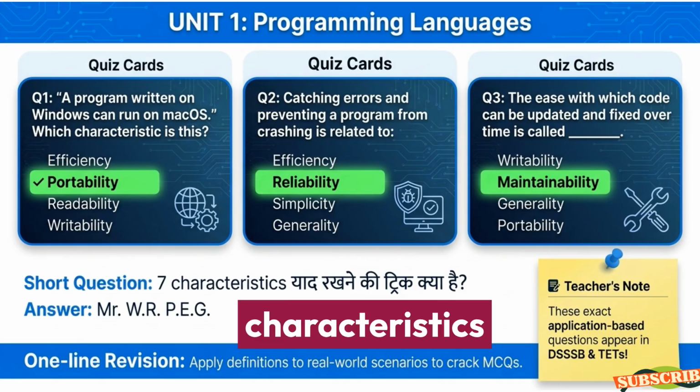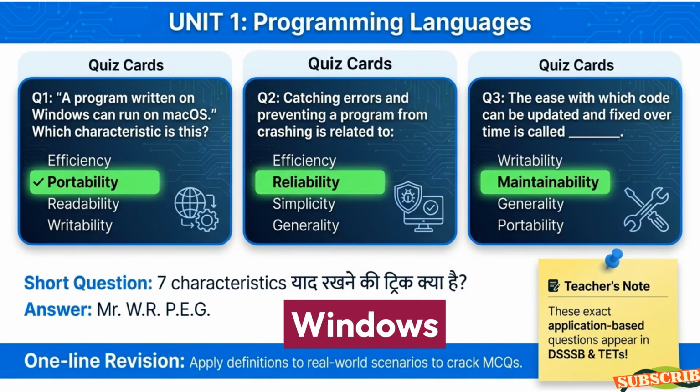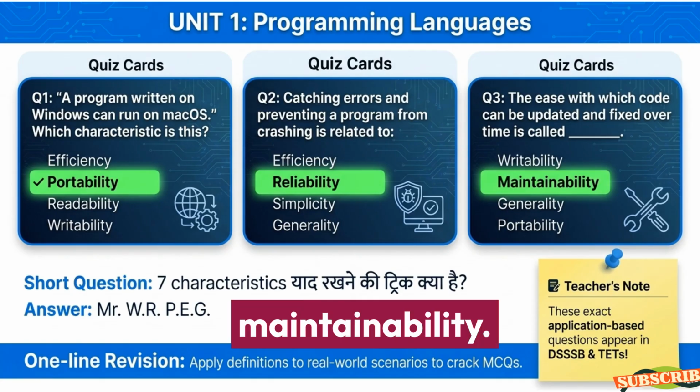Let's review the characteristics with quiz cards. A program that runs on Windows and macOS shows portability. Catching errors and preventing crashes relates to reliability. The ease of updating and fixing code over time is called maintainability.